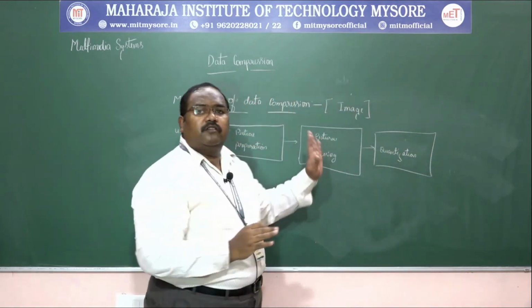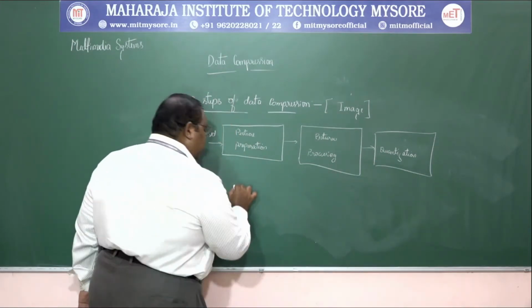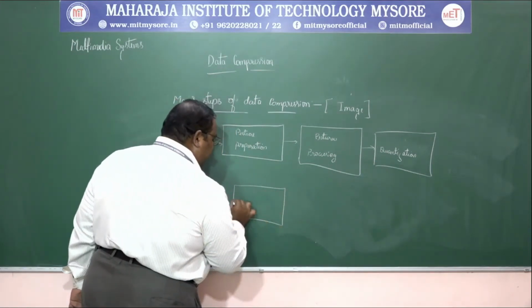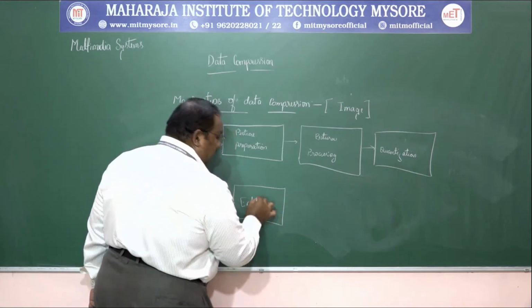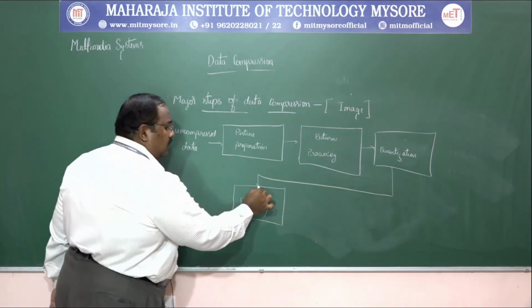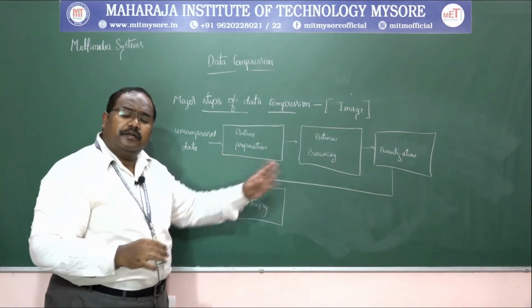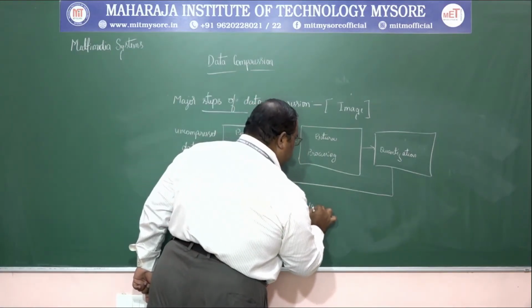Since there is no availability of space, I will be representing the next process here. So what is the next process? That is entropy. I will connect this like this. After entropy is the real data that you get, that is uncompressed.